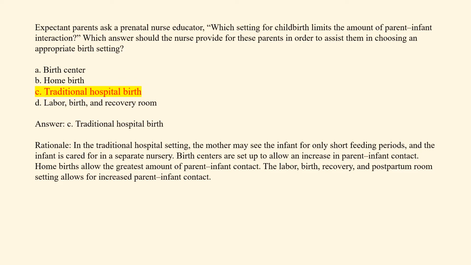Answer: C. Traditional hospital birth. Rationale: In the traditional hospital setting, the mother may see the infant for only short feeding periods, and the infant is cared for in a separate nursery. Birth centers are set up to allow an increase in parent-infant contact. Home births allow the greatest amount of parent-infant contact. The labor, birth, recovery, and postpartum room setting allows for increased parent-infant contact.